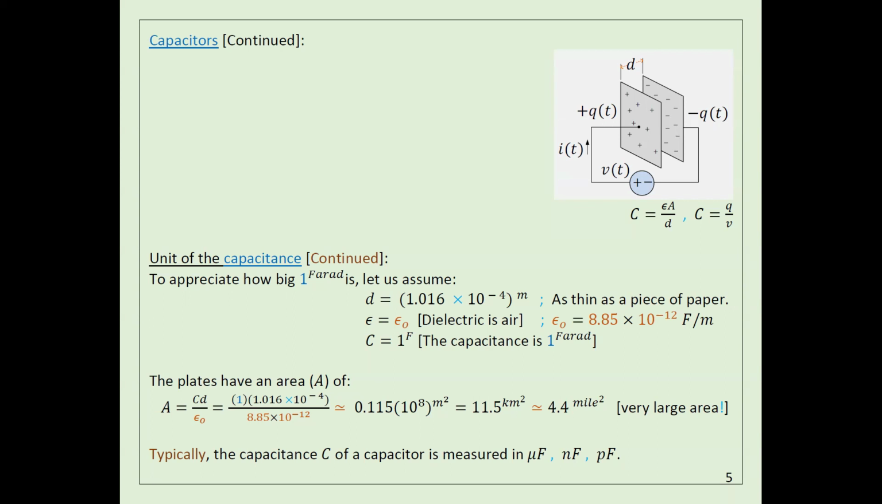Anyway, I want to tell you usually capacitors are used in micro, nano, pico. Micro is 10 to the power of -6. Nano is 10 to the power of -9. Pico is 10 to the power of -12.